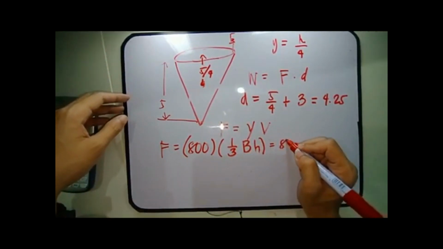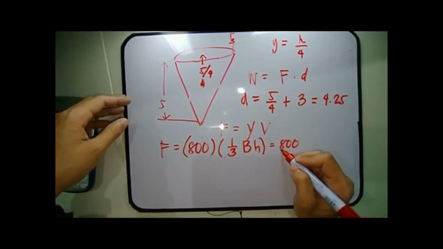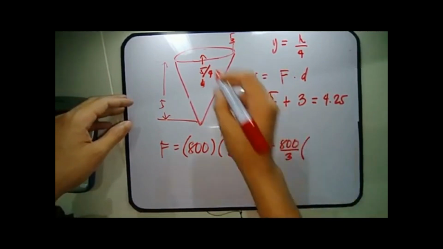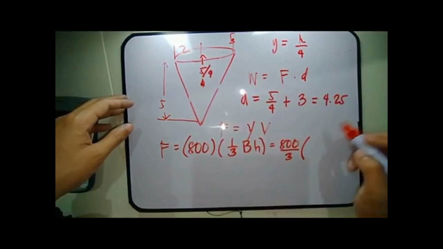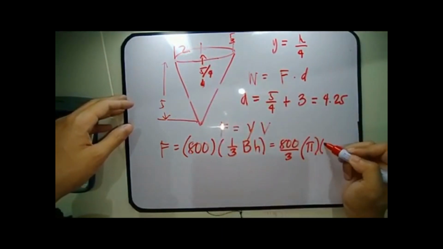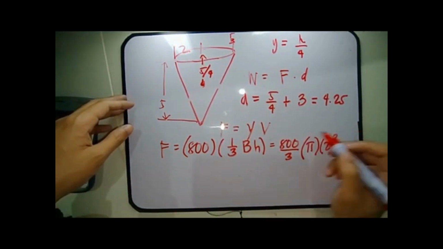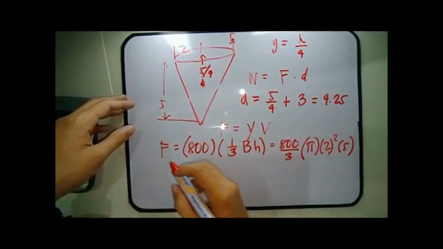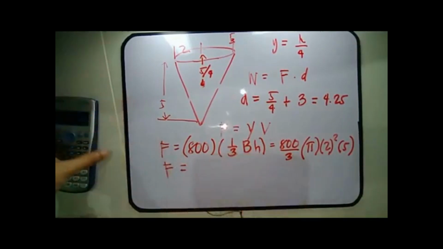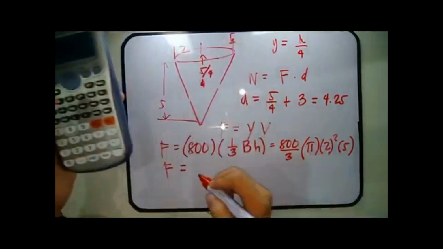So, you have here 800 over 3. So, area of the base is circle siya. So, ang radius nito is 2 meters. So, this is pi times 2 squared. So, pi r squared times height na 5 meters. So, i-simplify natin to. So, force equals, so this is 16,000 pi all over 3.